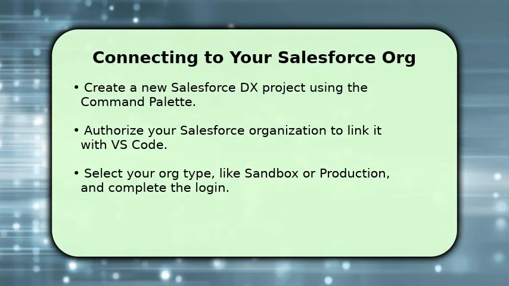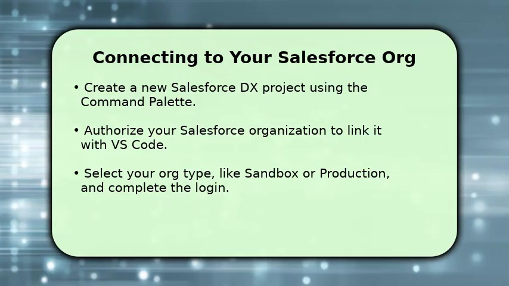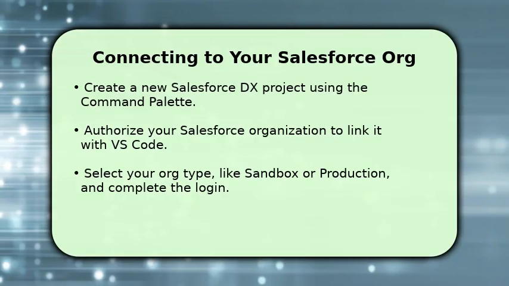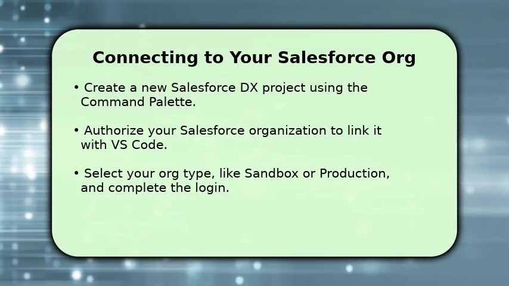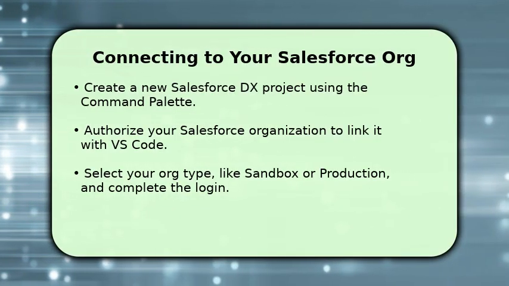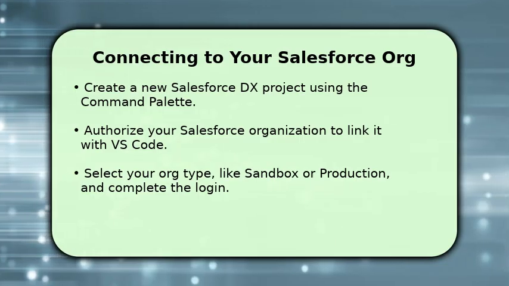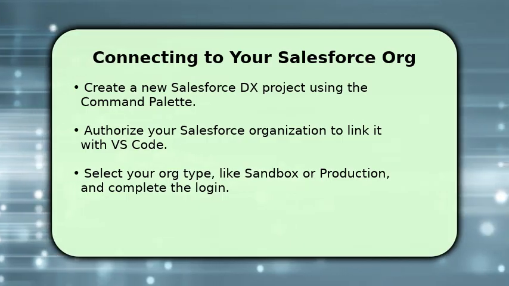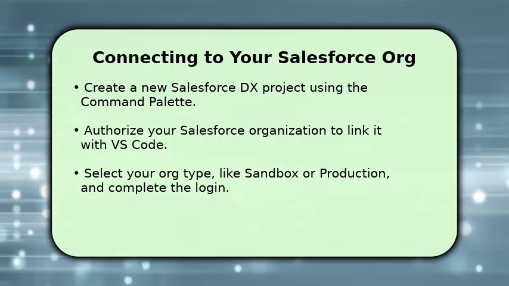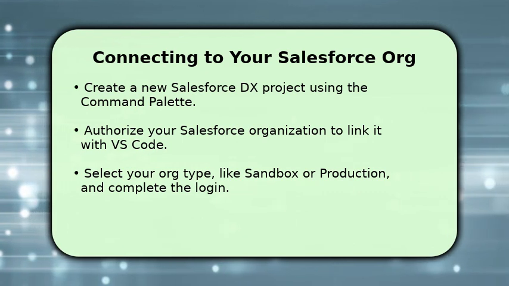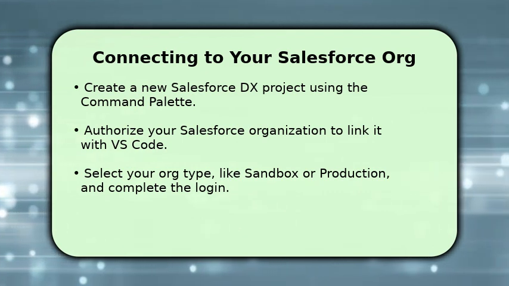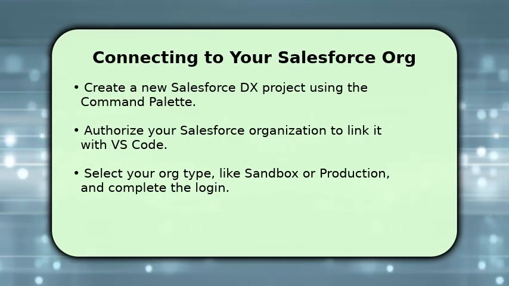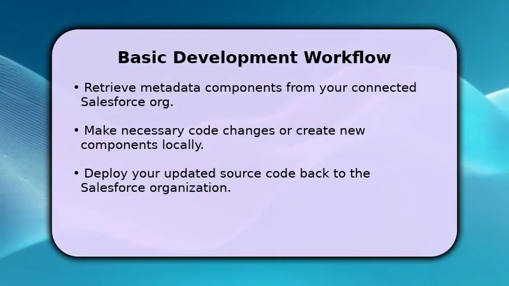With the extensions in place, it's time to connect to your Salesforce organization. Open the command palette by pressing Ctrl-Shift-P and type SFDX: Create Project. Choose a standard project template and give your project a name. Then, use SFDX: Authorize an Org from the command palette. You'll be prompted to select your organization type, such as a sandbox or production environment, and then log in through your browser. This establishes a secure connection, allowing Visual Studio Code to interact with your Salesforce data. Now you're ready to begin developing.